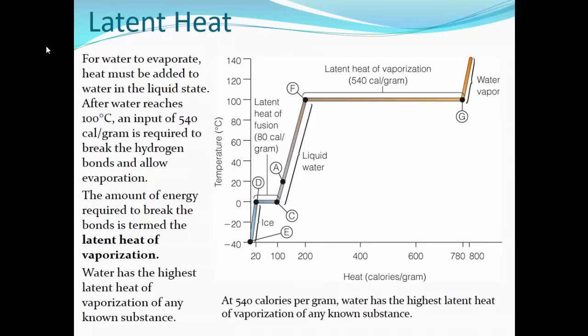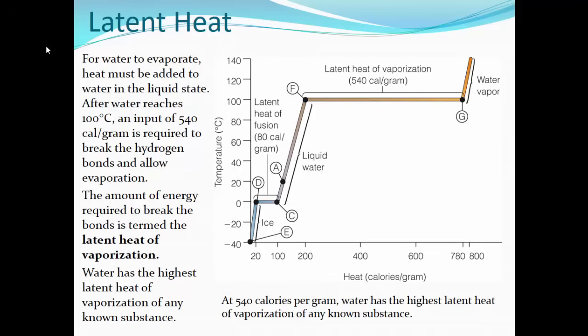After water reaches about 100 degrees Celsius, an input of 540 calories per gram is required to break the hydrogen bond and allow evaporation. So you heat up water to about 100 degrees Celsius, and at that point, without the water changing temperature, in order for the water to go from a liquid to a gas, you have to put in about 540 calories per gram. That's a lot of energy to get it to evaporate.